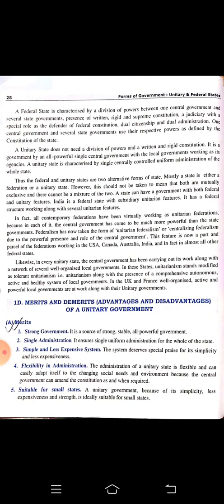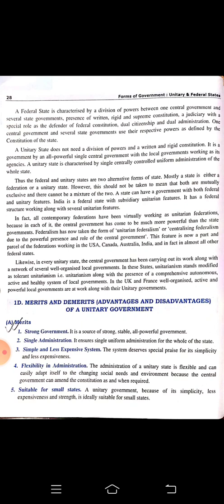Unstable for big states. If the state is very big, for example India, the unitary form of government will not work, because the population is huge and the area is also huge. More dependent on bureaucracy. Bureaucracy means the government officers who are working in high ranks. This kind of system is much more dependent on the officers, because there are not many members working in the government.